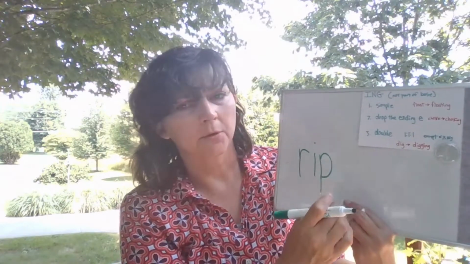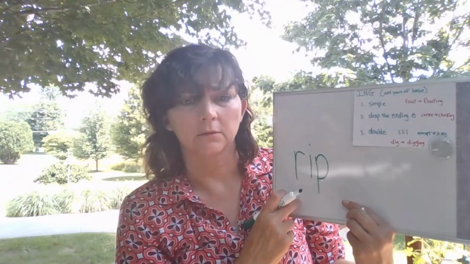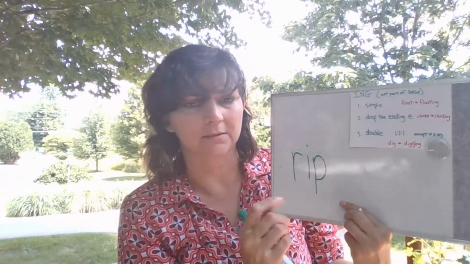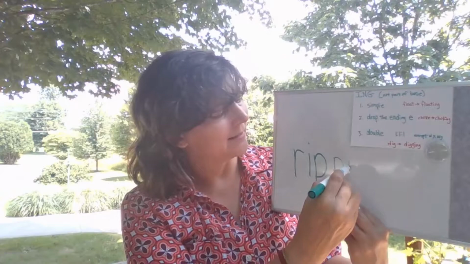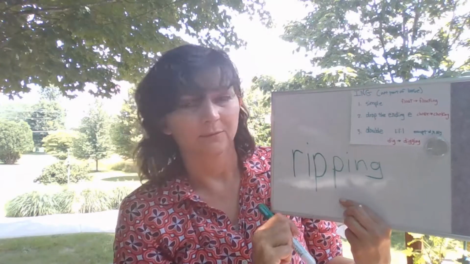And then what about double? Remember, we need to look at, does it have one syllable? Yes. Does it have one vowel? Yes. Does it have one consonant? Yes. So we need to double the P and then add ing. Ripping. Ripping.